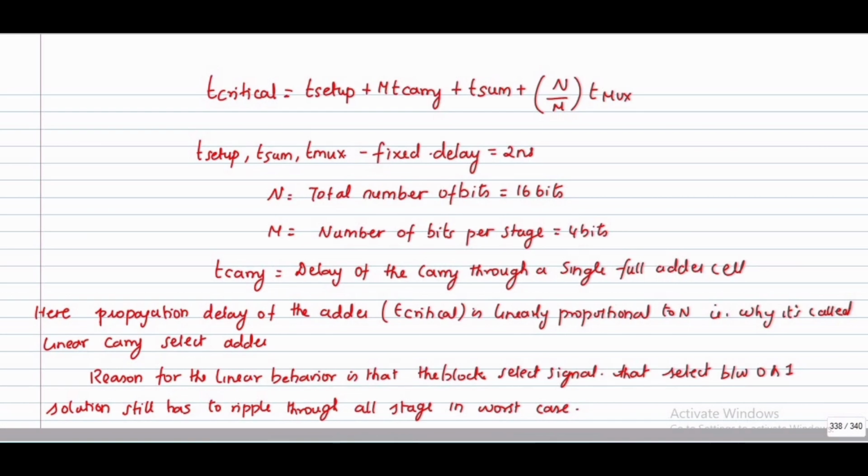Here the propagation delay of the adder, that is T critical, is linearly proportional to N. So you can see the equation. That is why it is called a linear carry select adder. The reason for the linear behavior is that the block select signal that selects between the 0 and 1 solutions still has to ripple through all the stages in the worst case.